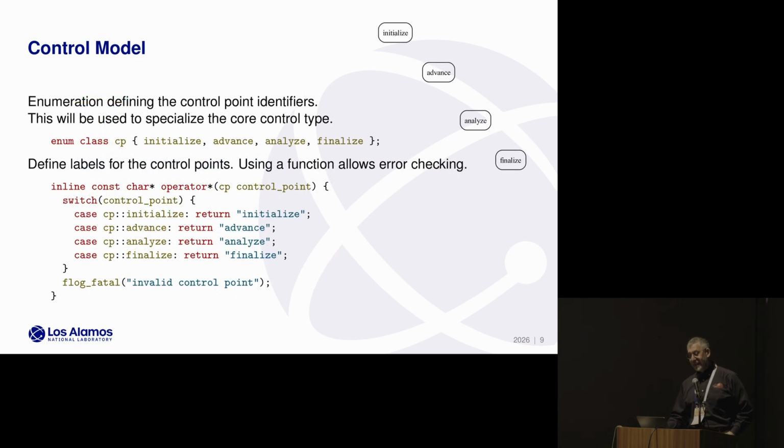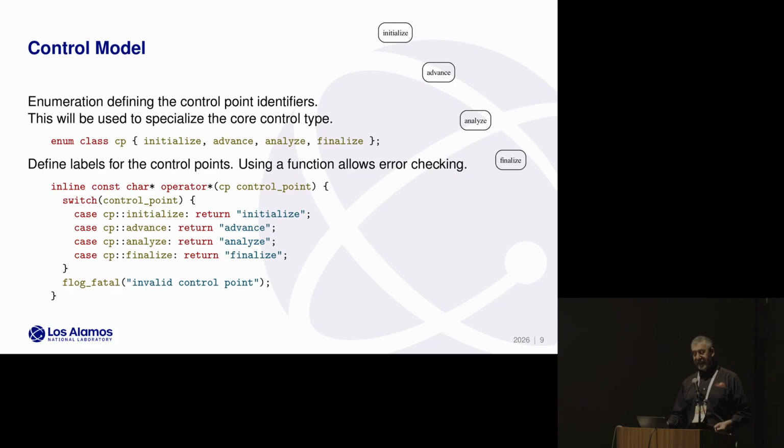So here we'll define a simple control model. It'll look a lot like what will be used in the hands-on exercise, but this is more notional, so it's not an exact match to what you'll be working on in a moment. In this example, we'll define 4 control points: initialize, advance, analyze, and finalize.